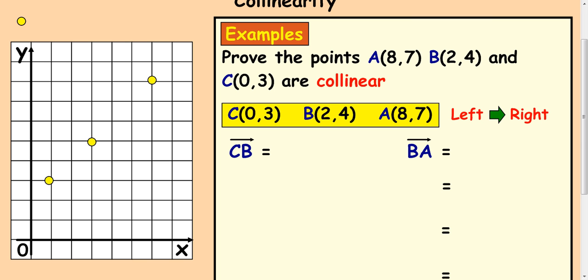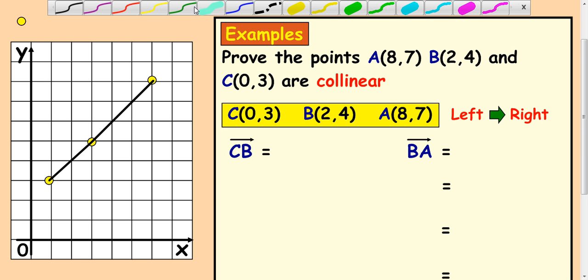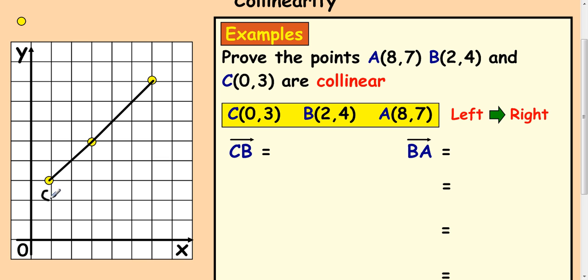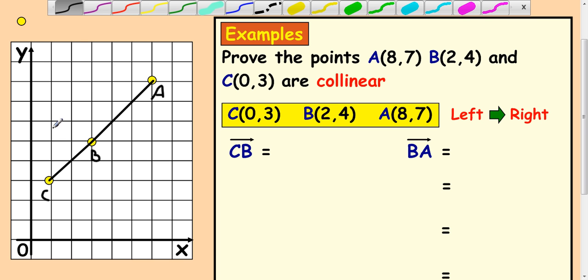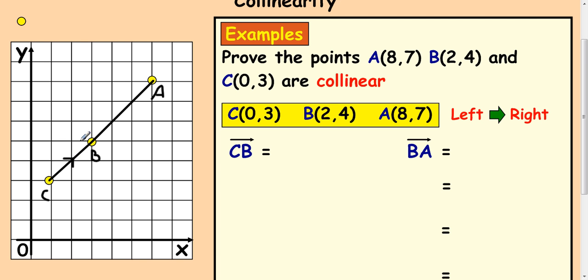So if you take chunks here, for example, if you're calling this C, B and A, for example, these are the wrong coordinates, but just imagine this is C, this is B, and this is A. What I'm trying to do is get the vector from C to B, and then B to A, two different vectors there. This one first, and then this one.